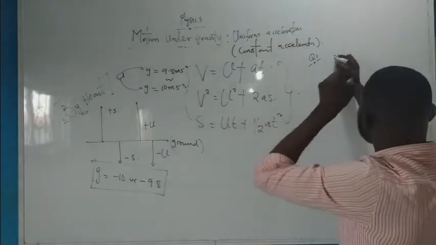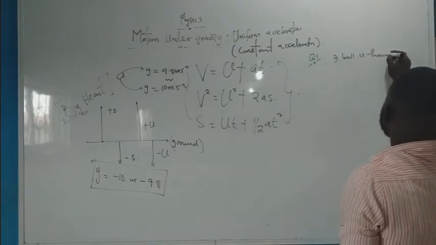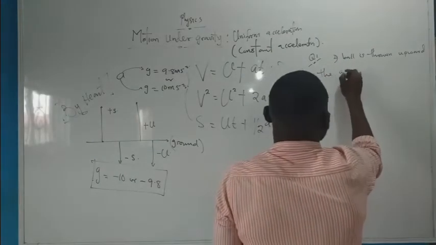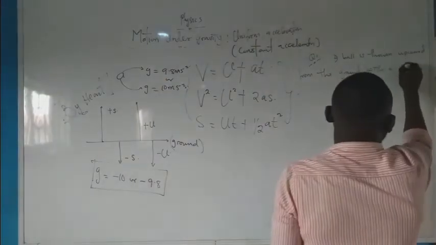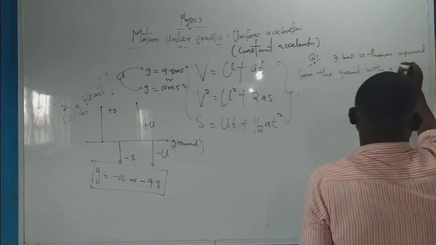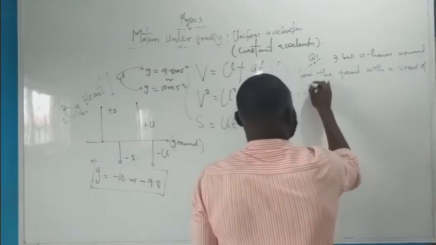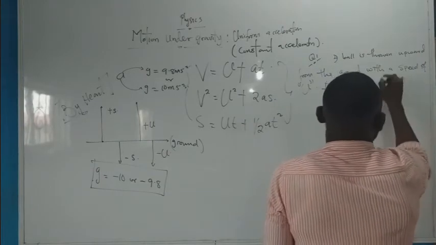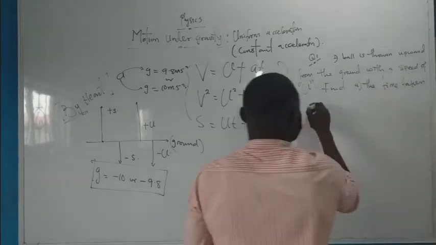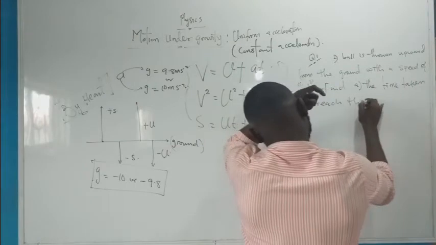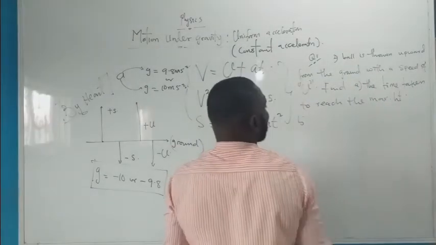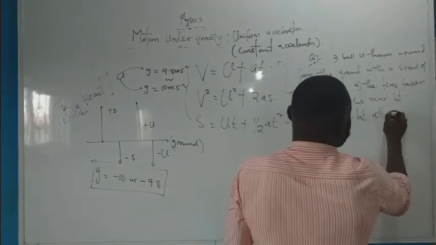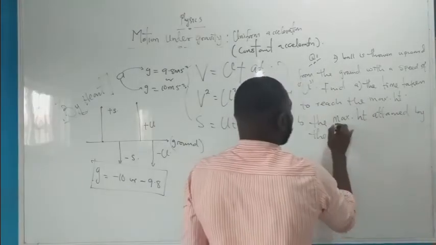Question 1. A ball is thrown upward from the ground with a speed of u. Find A, the time taken to reach the maximum height. B, the maximum height attained by the ball.